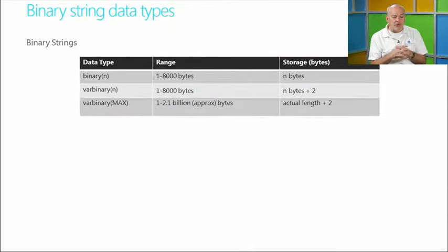Under the binary strings, we have binary n, which is anywhere between 1 and 8,000 bytes. Var binary, variable binary, is 1 to 8,000 bytes, plus 2 for storage. And we have var binary max, 1 to approximately 2.1 billion bytes. So it's the actual length of what you're storing there, plus 2 additional bytes for storage.